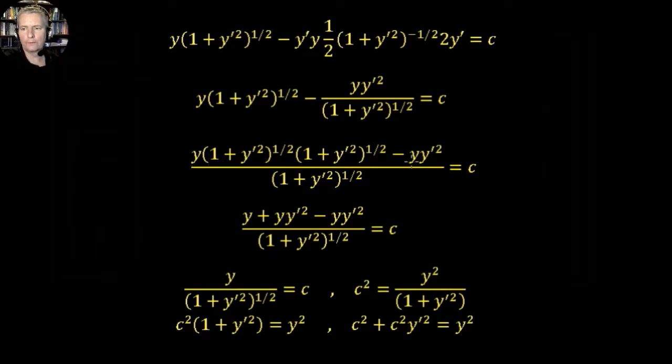So when we multiply this out, we're going to have our y plus y times y derivative squared minus y times y derivative squared there. So this one cancels out with that, and you just end up with y upon 1 plus y derivative squared to the power of a half equals a constant. Now we can square both sides to get rid of this power of a half, so you end up with c squared equals y squared upon 1 plus y derivative squared. Then we can take this 1 plus y derivative squared up and we get this line here. And then we multiply out the c squared, we get c squared plus c squared y derivative squared equals y squared.